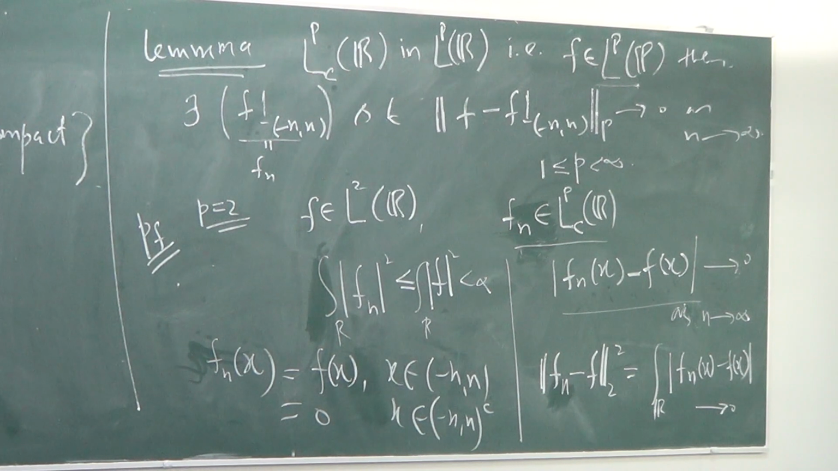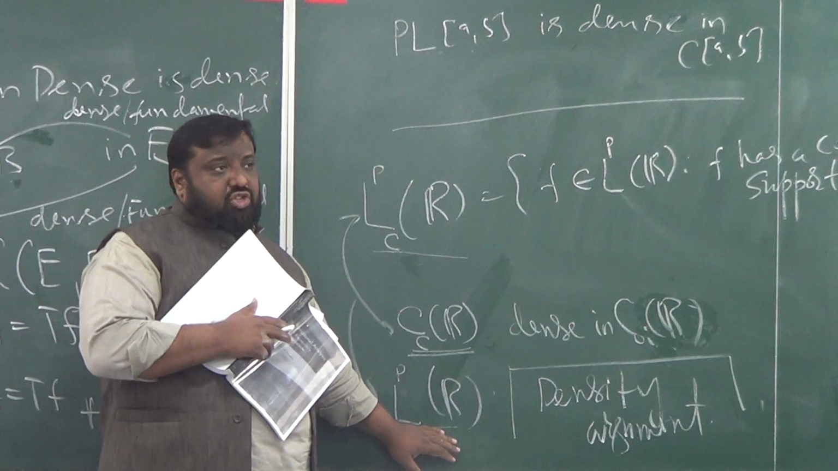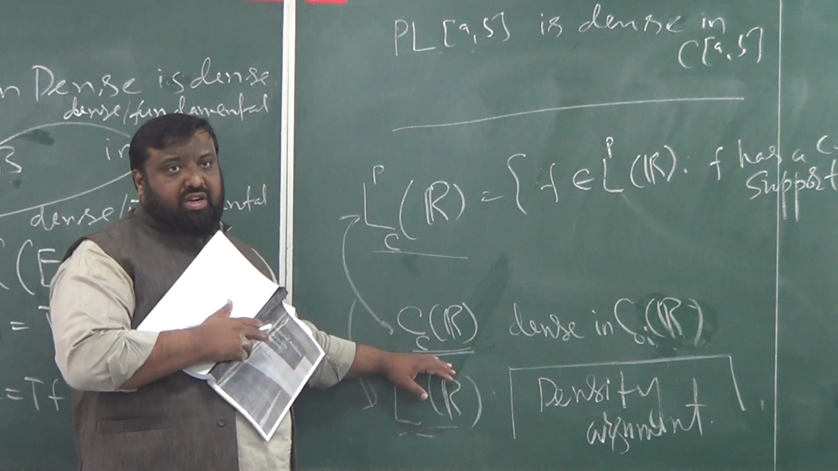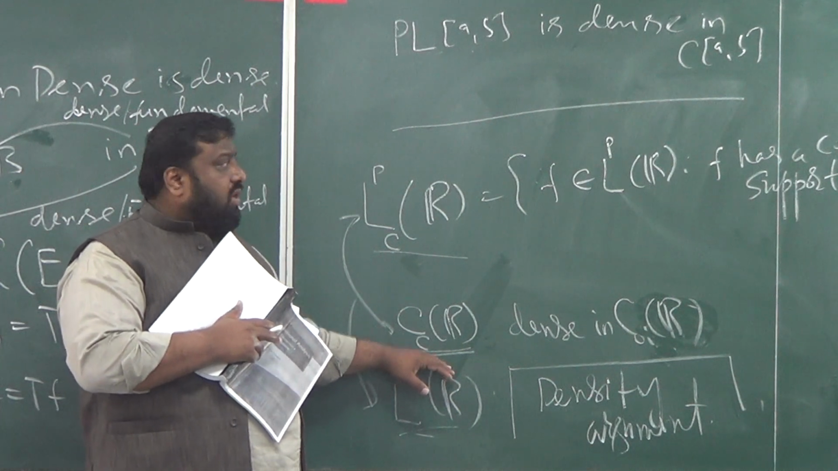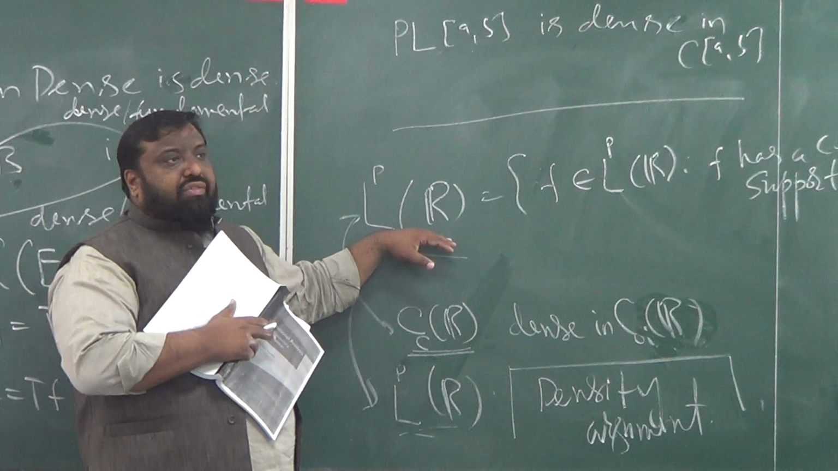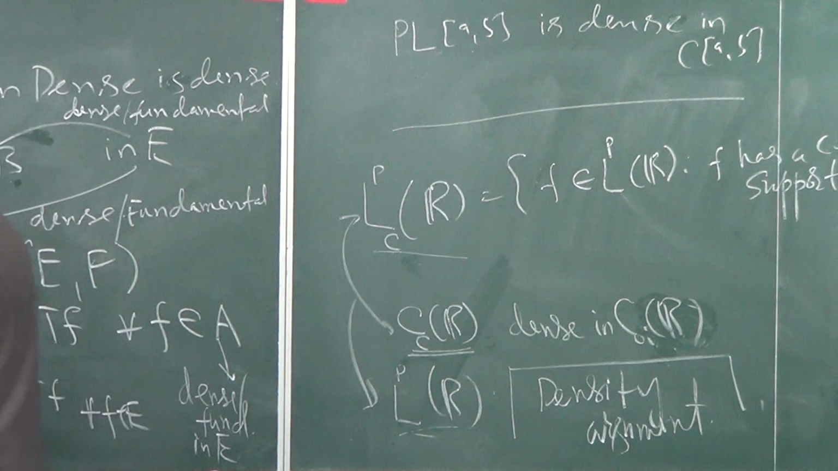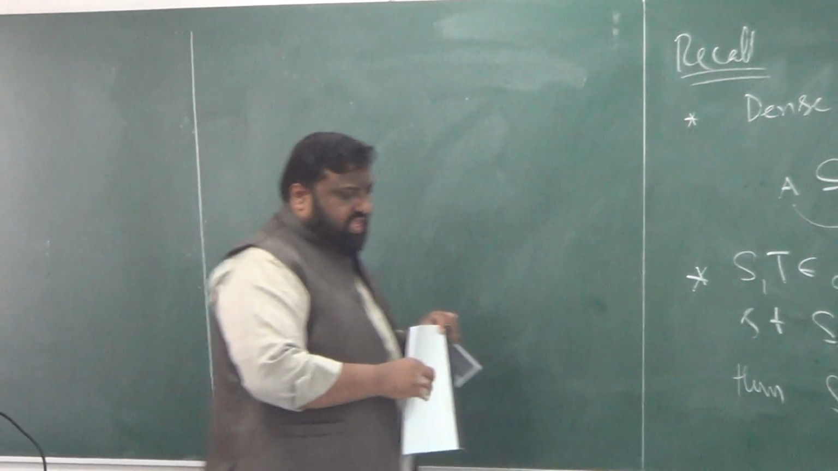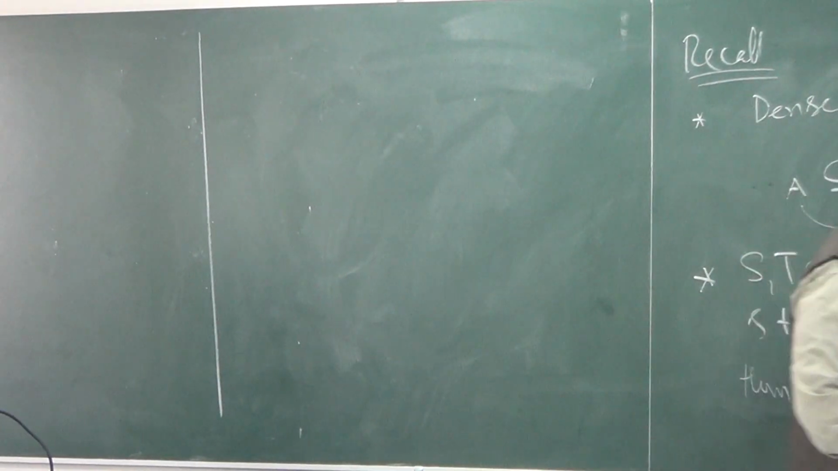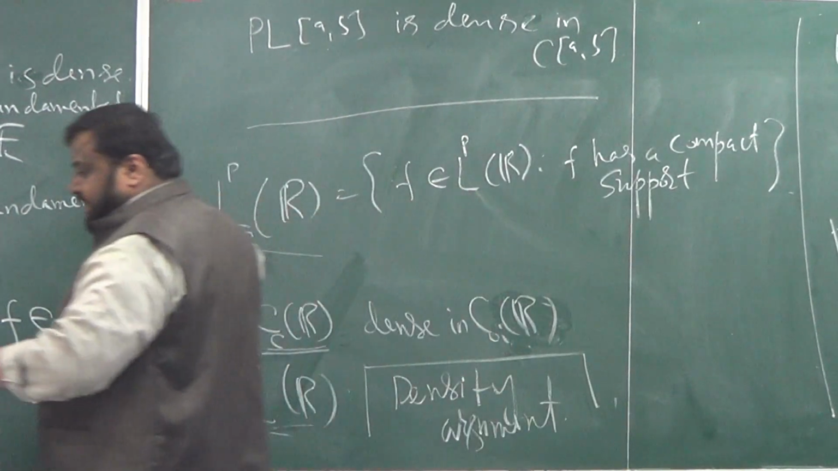So far we know two subspaces of the space of p-integrable functions: one is Cc of R, the space of continuous functions with compact support, and the second is the space of p-integrable functions with compact support. I'm not getting into the proof of another fact. If you wish, you can read it for yourself, but it is worthwhile keeping that.